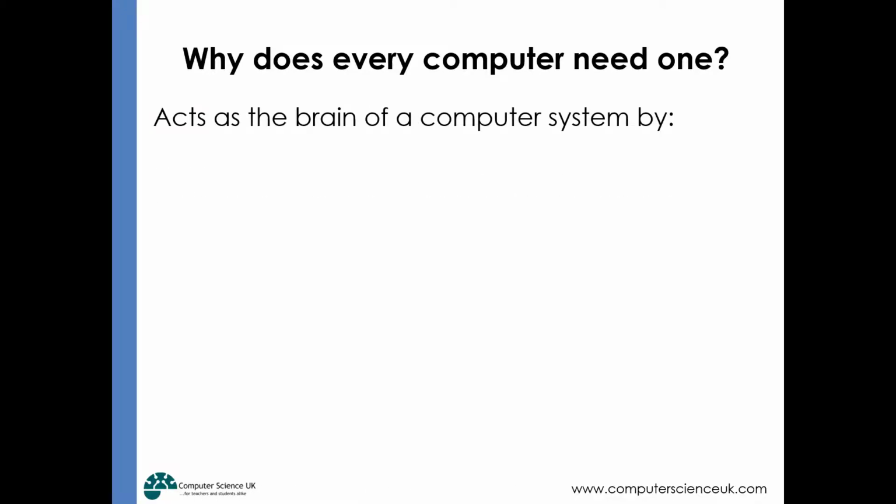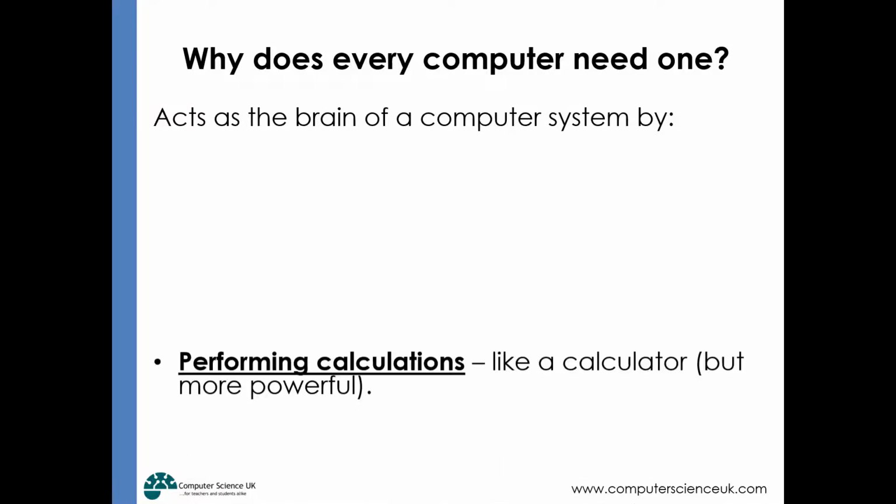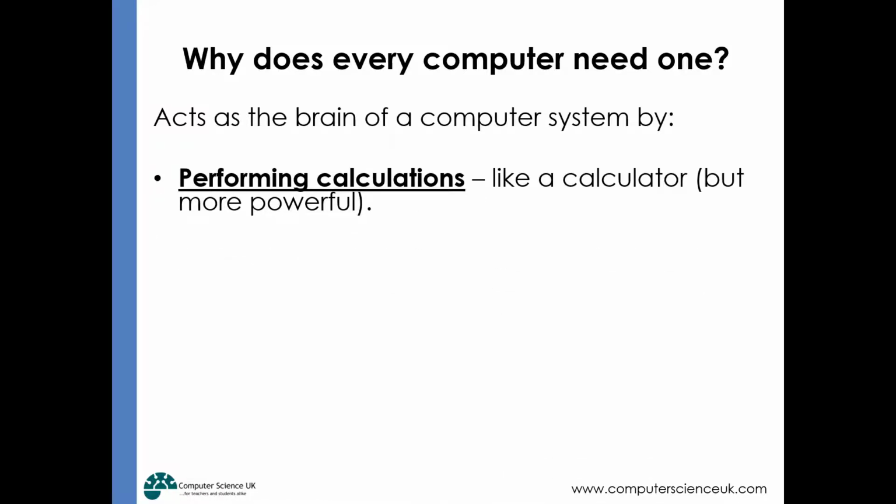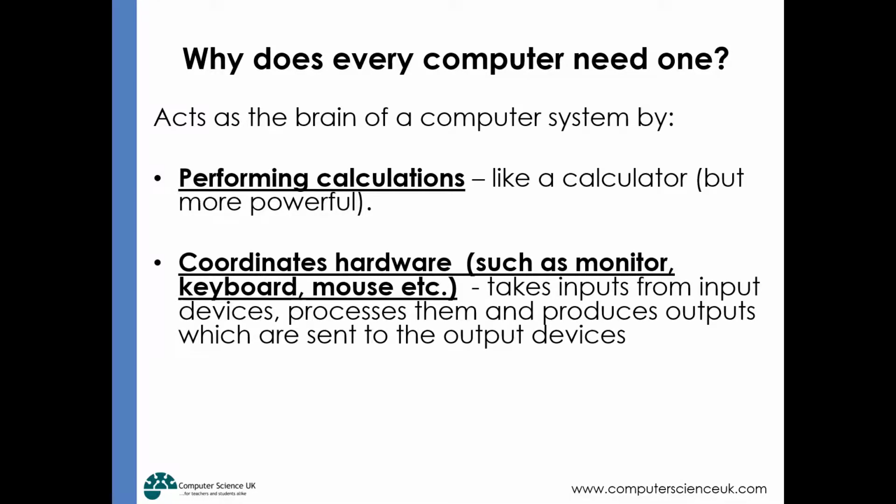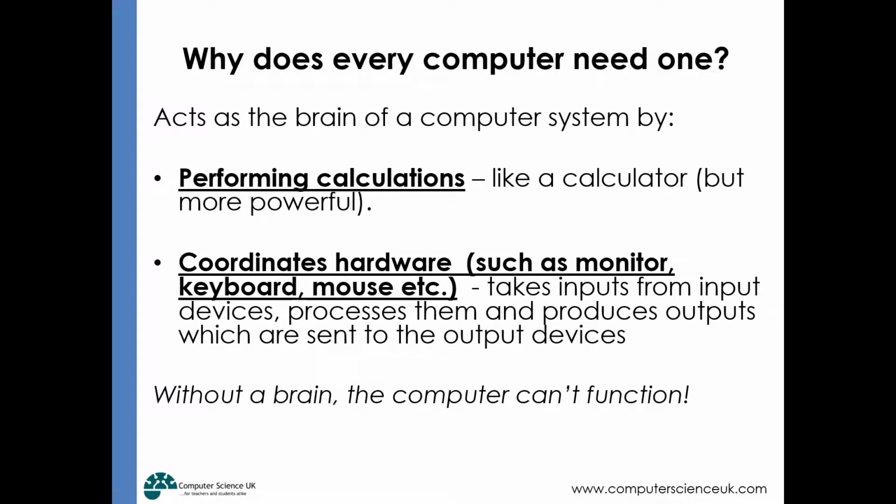Okay, so every computer needs one because it is, or acts like, the brain of the computer. It is responsible for performing calculations and doing all the decision making. And it's also responsible for coordinating all the hardware. So it coordinates things like the monitor, the keyboard, and the mouse. It takes inputs from input devices, it processes them and produces outputs which are sent to the output devices. Again, without a brain, the computer can't function. The brain of the computer is the CPU. It needs one in order to function.